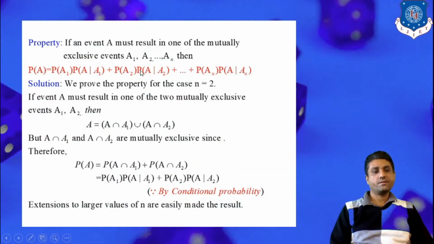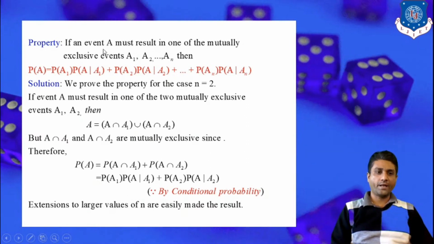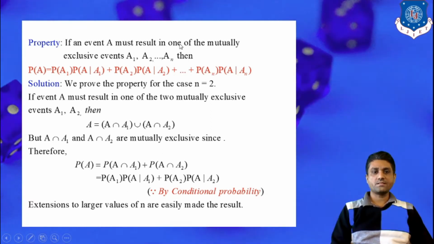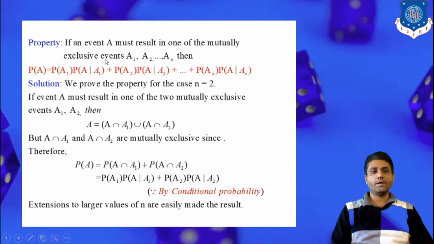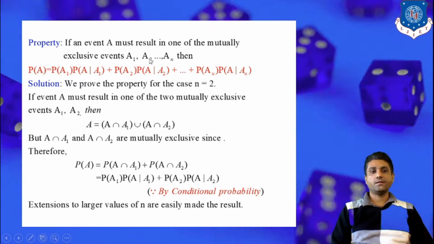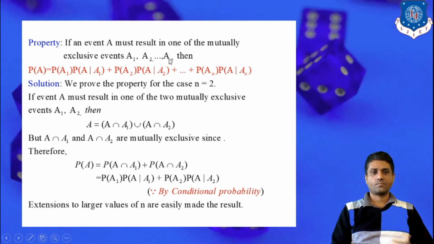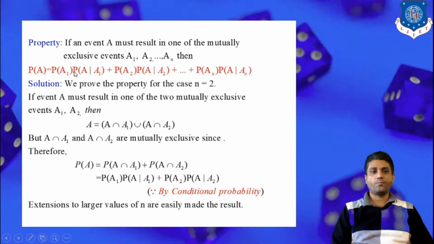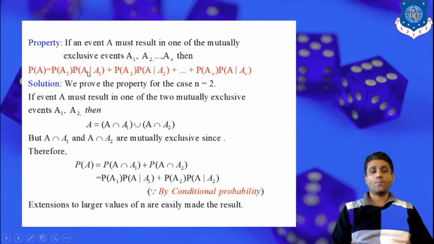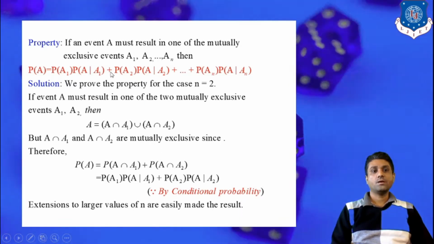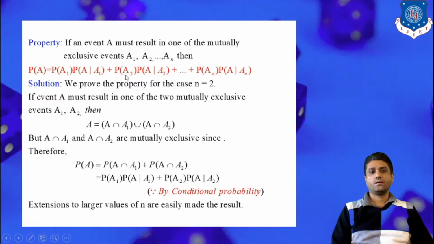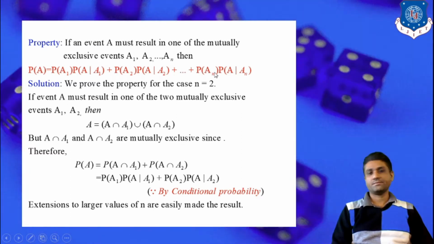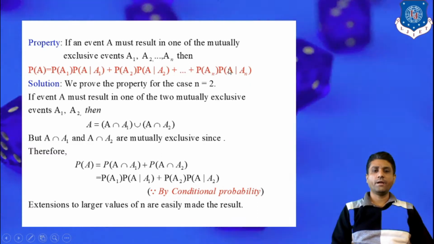Let's see one of the properties. If an event A must result in one of the mutually exclusive events A1, A2, ..., An, then the probability of A is equal to probability of A1 into probability of A given A1, plus probability of A2 into probability of A given A2, plus probability of An into probability of A given An.